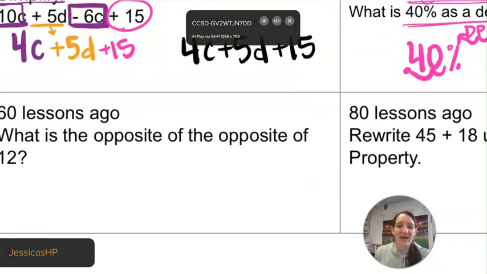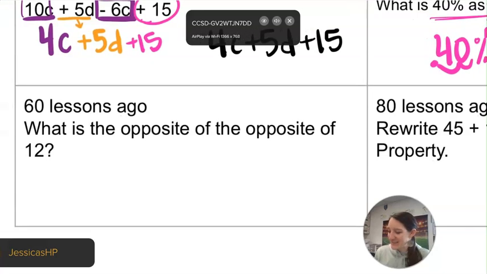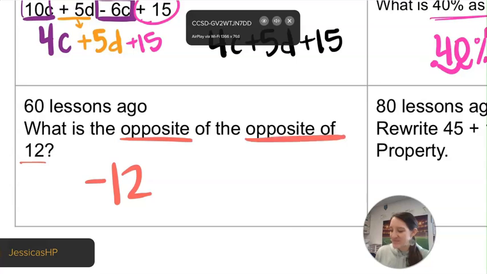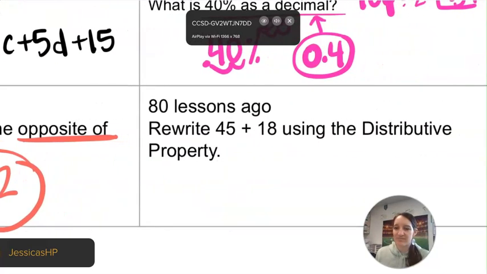It's really cool. All right, what is the opposite of 12? Oh, remember this? Okay, the opposite of 12, remember, is negative 12. And then the opposite of that would then be positive 12. So we're just back to where we started. Opposite puts you back right to where you started.